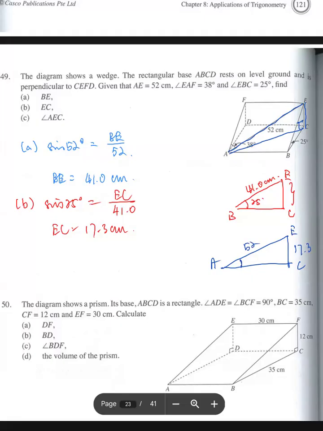So I can use sine again. Okay, so sine angle AEC, my bad. AEC is here. So it's not sine, it's cosine. So cosine angle AEC is 17.3 over 52. 70.5.